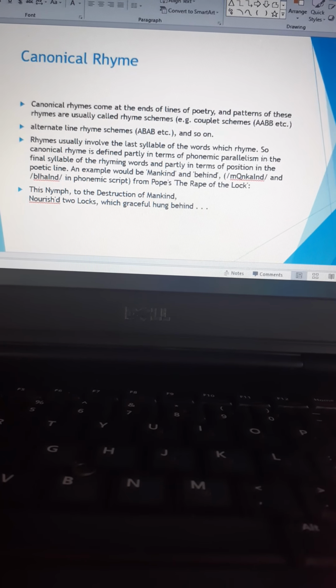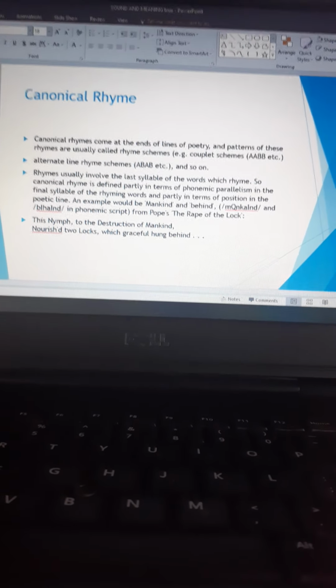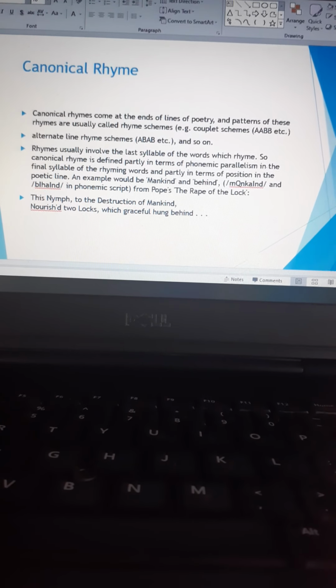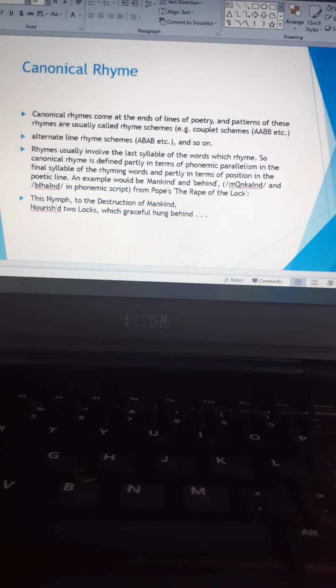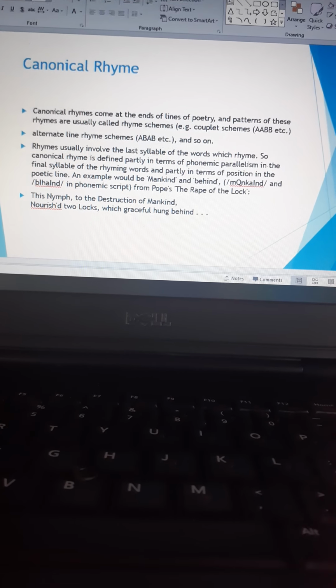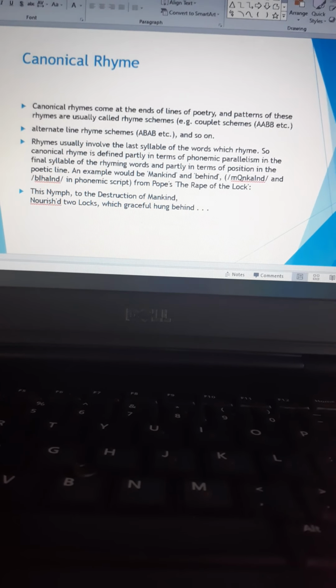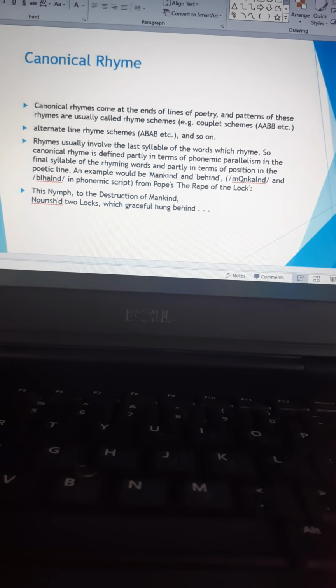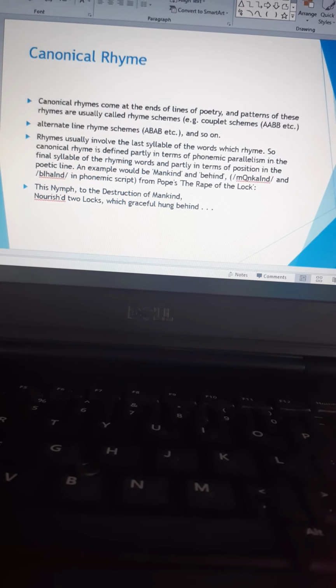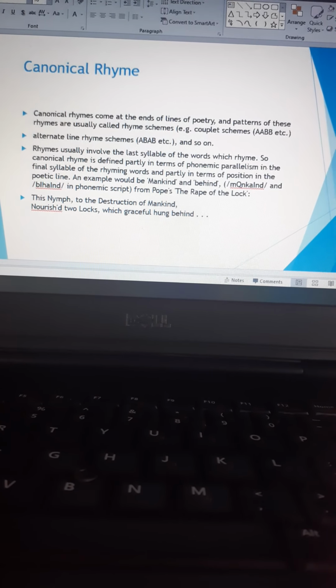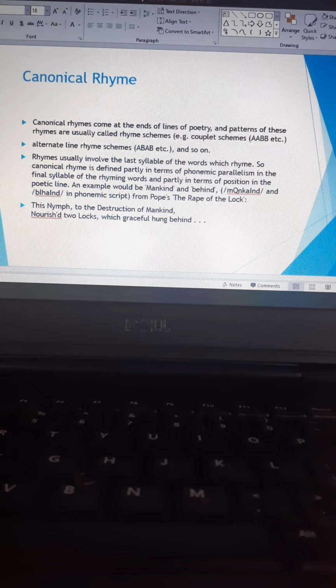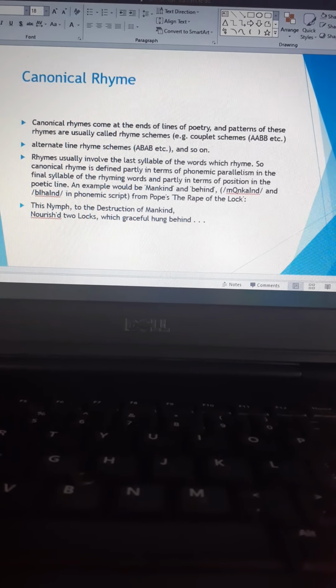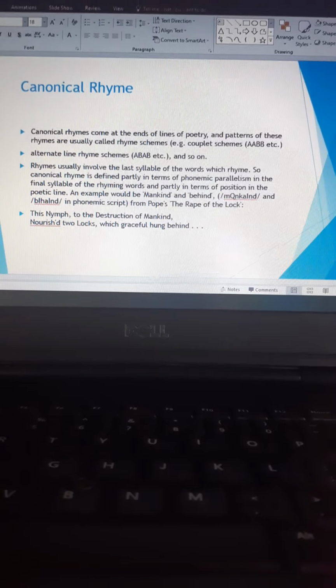So canonical rhyme is identified partly in terms of phonemic parallelism in the final syllable of the rhyming words and partly in terms of position in the poetic line. An example would be mankind and behind. From Pope's The Rape of the Lock: this nymph, to the destruction of mankind, nourished two locks which graceful hung behind.